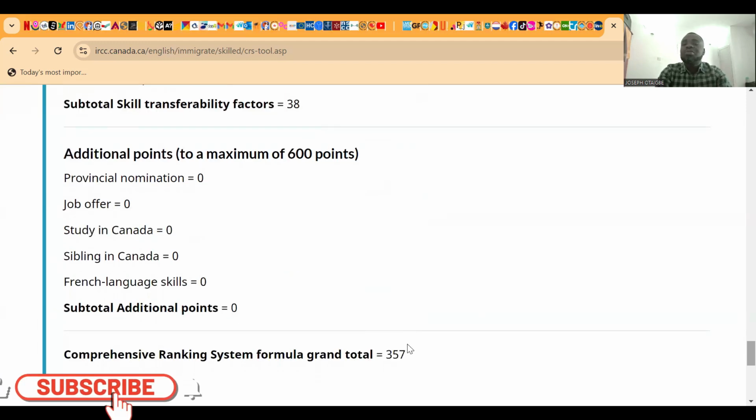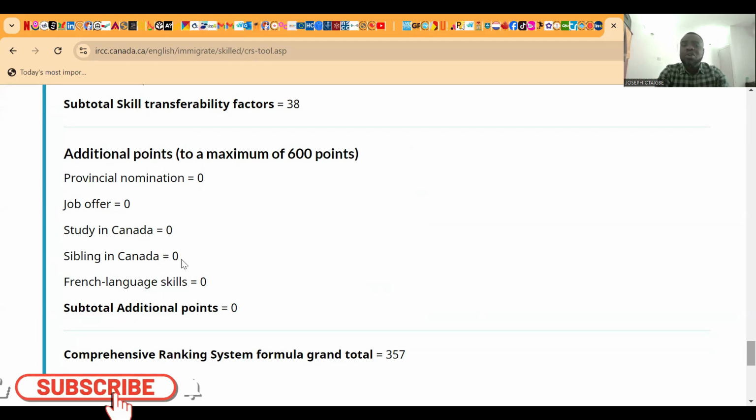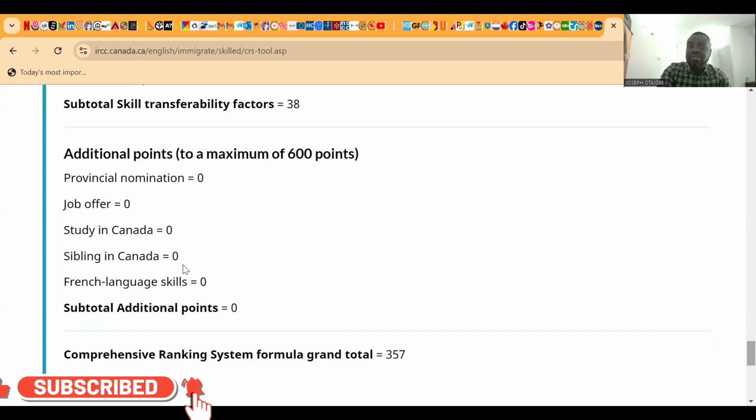Now, this is where you probably would have gotten points. Supposing you have a job offer from a province, you have points here. I think there's a maximum of 50 points, something. Then study in Canada, you would have gotten points here. Family ties in Canada, your direct siblings, aunties, uncles, or even cousins and nephews, you would have gotten points here.